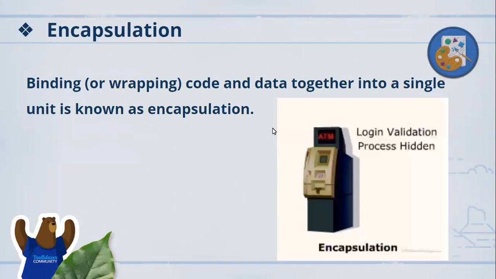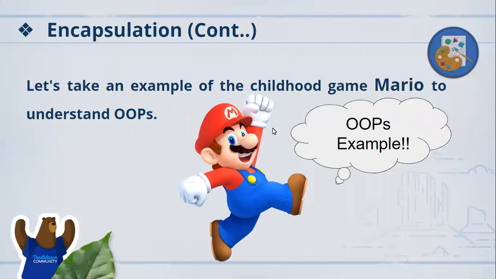Encapsulation is, as we have gone through earlier also, where we bind the data together into a single unit, and we call it encapsulation. I put a picture over there of an ATM, where the login validations and the processes are hidden inside, and we just have an output, that is, the money from the ATM. This is what we call encapsulation. Here I will try to make you understand with a small example how exactly encapsulation works.